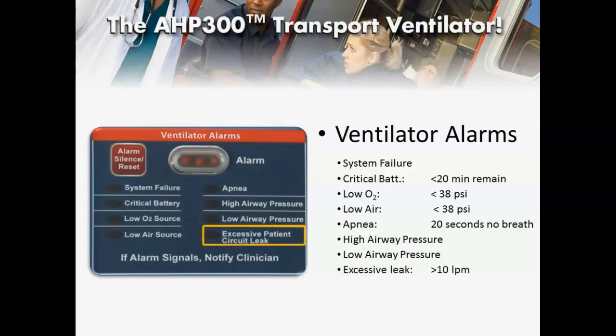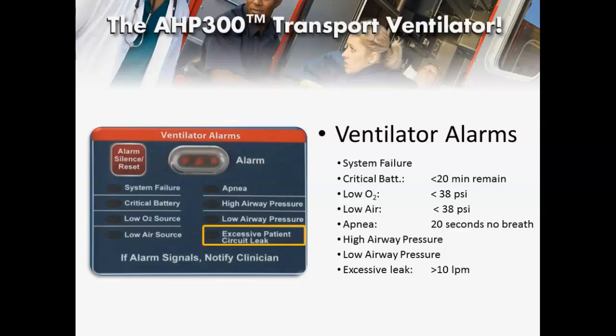Excessive patient circuit leak. This alarm will signal in pressure-regulated ventilation modes or in the CPAP mode if there is a significant leak in the circuit or mask assembly. In pressure-regulated ventilation modes, the alarm will signal if the delivered pressure does not reach 60% of the peak inspiratory pressure in the first 25% of the set inspiratory time. In CPAP modes, the alarm will signal when it senses a leak of greater than 10 liters per minute.